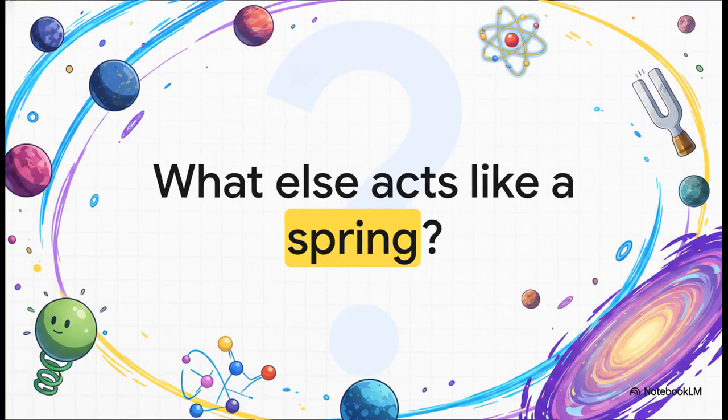But until then, I want to leave you with a final thought to ponder. Now that you know the universal nature of this stable equilibrium, I want you to really look around your world. What else acts like a spring? Where else is nature hiding this perfect mathematical parabola?